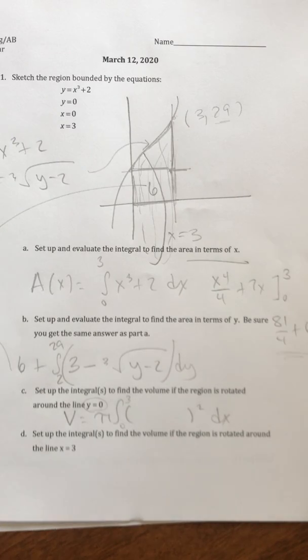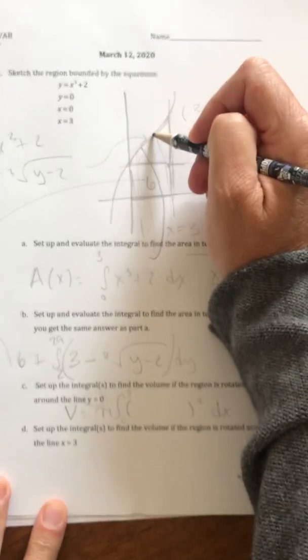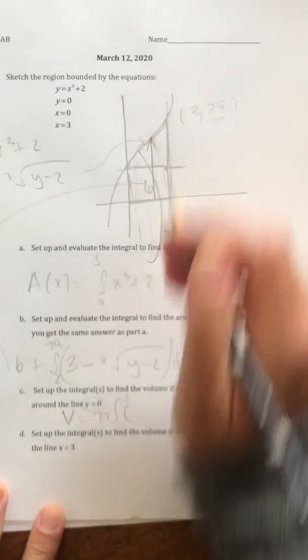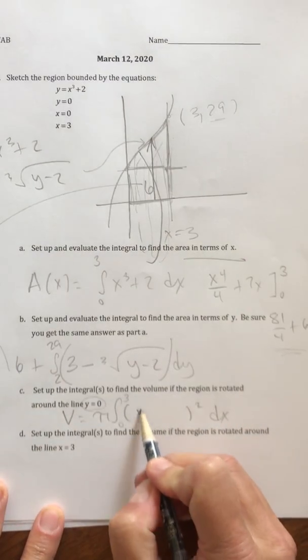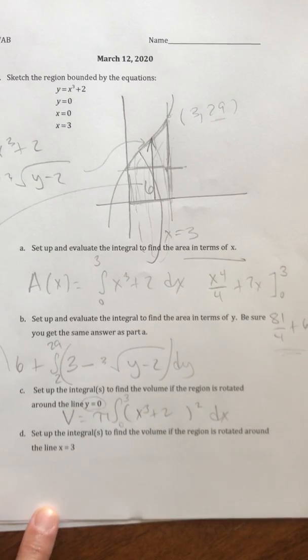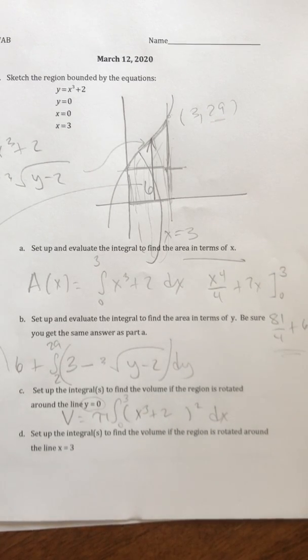And then remember that my radius is always measured from the axis of rotation. So my radius is going to go from 0 up to my curve. So my radius is just going to be x cubed plus 2, squared. So the hardest question on here is actually the last one.